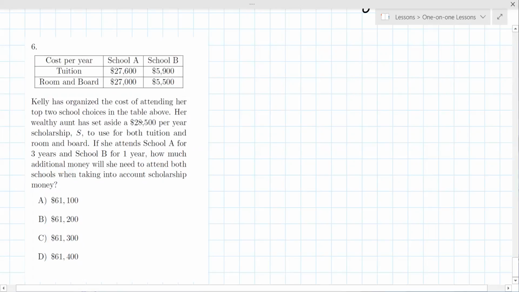Okay. So the scholarship is good per year. That's important. It's not like a one-time thing. Some scholarships are one time, some are per year, per semester, and so on.